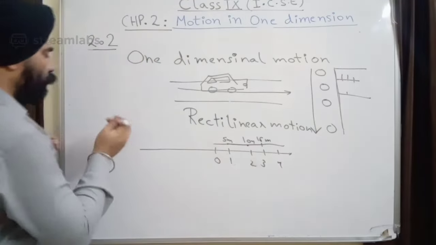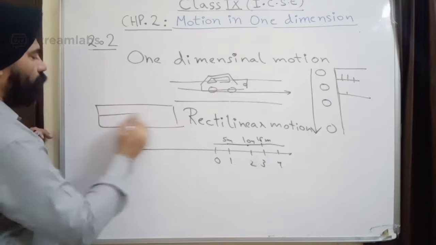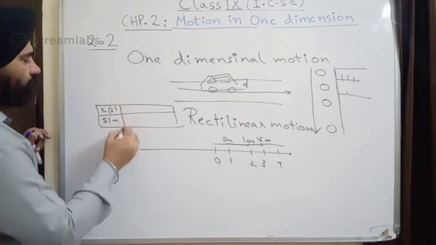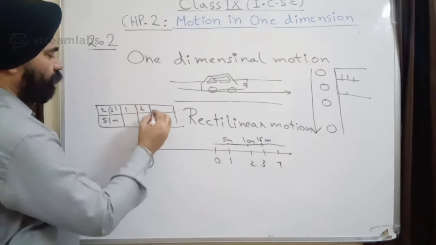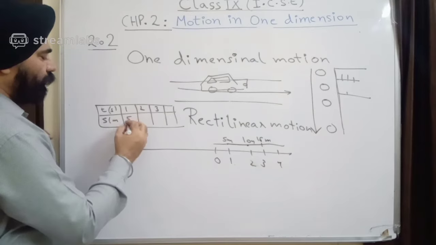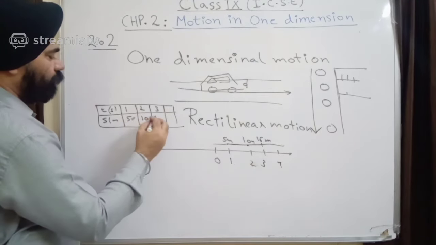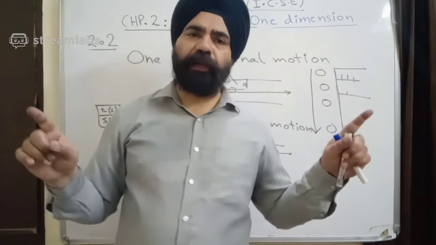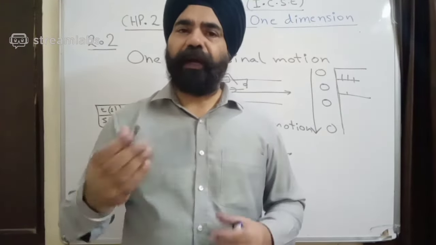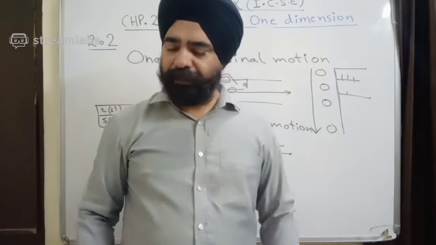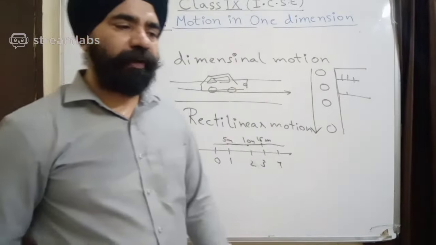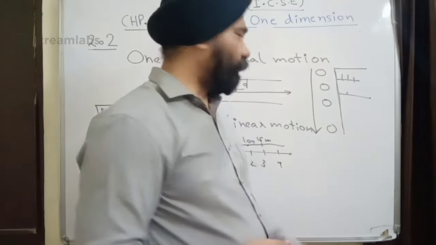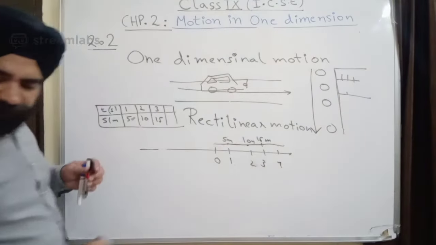We can tabulate it also. We can draw a table, and in one column we take time in seconds, in the other we take distance in meters. So after the first second it has covered 5 meters, then 10 meters, then 15 meters. So this is how we can tabulate it. It's very simple. You draw a horizontal line, take any scale, and then as per the scale, you can represent the distance covered in every unit time on that horizontal axis, right? So I hope you must have understood rectilinear motion.